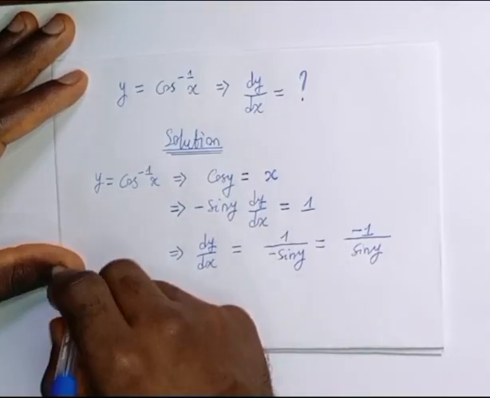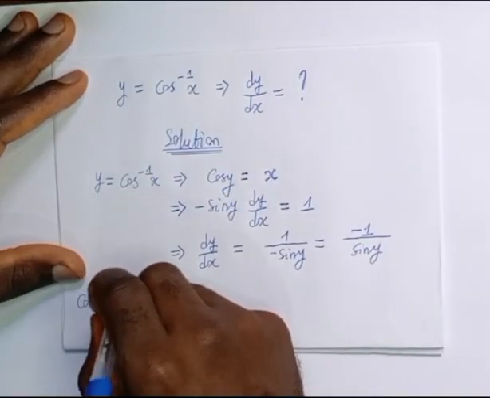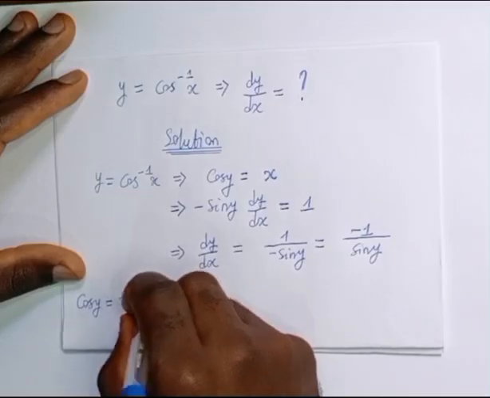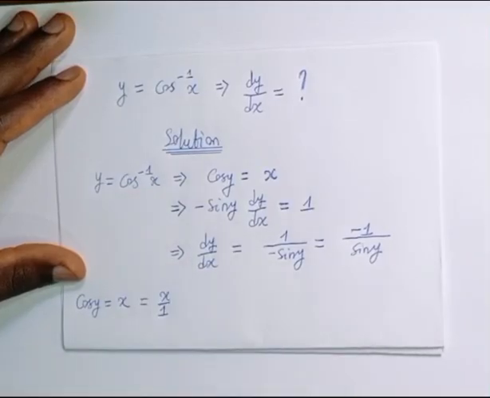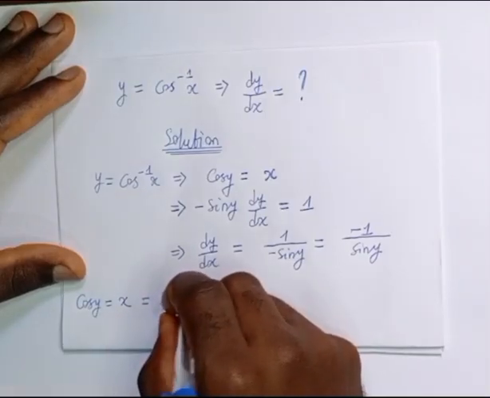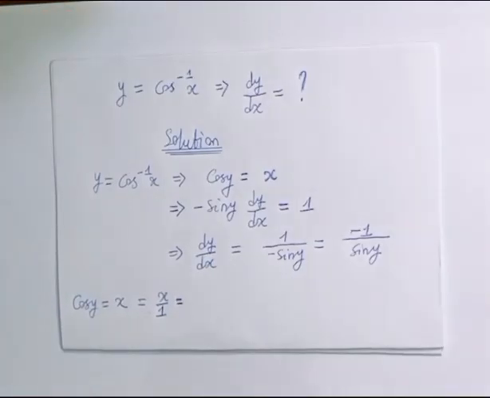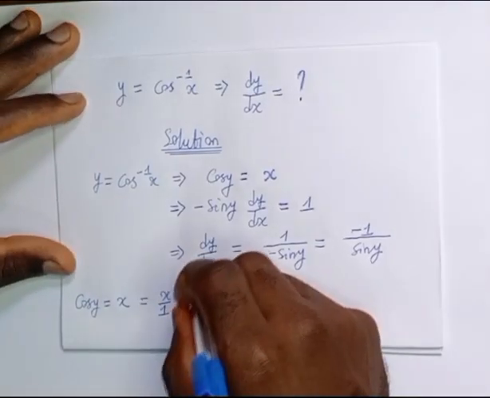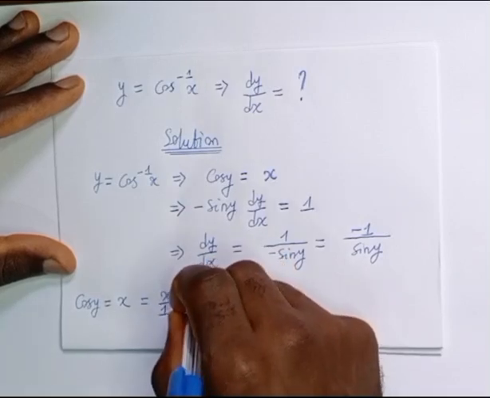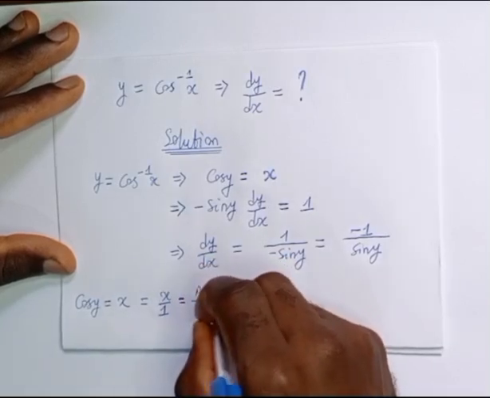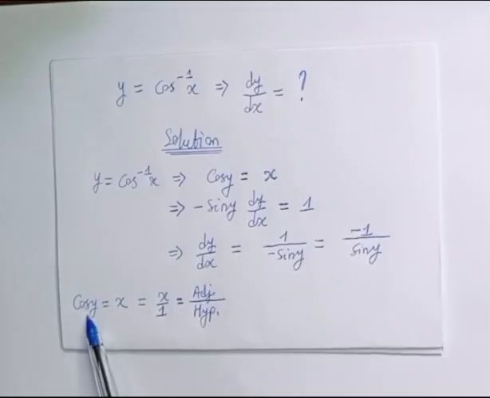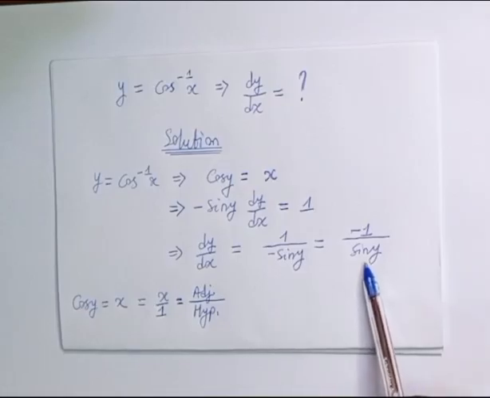Cos y is equal to x, which can be expressed as x all over 1. X all over 1 remains x. We know the cos of an acute angle is given by the adjacent all over the hypotenuse. We are going to represent cos y equal to x over 1 on a right angle triangle so that we can find sine y.